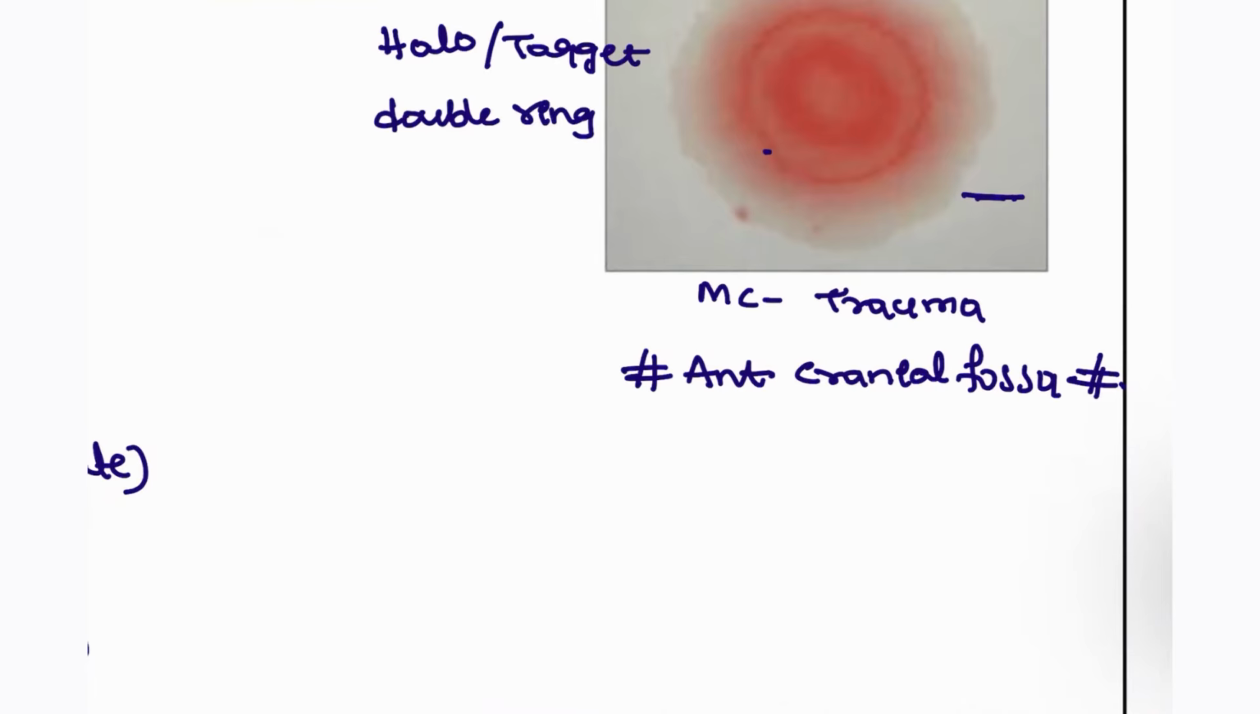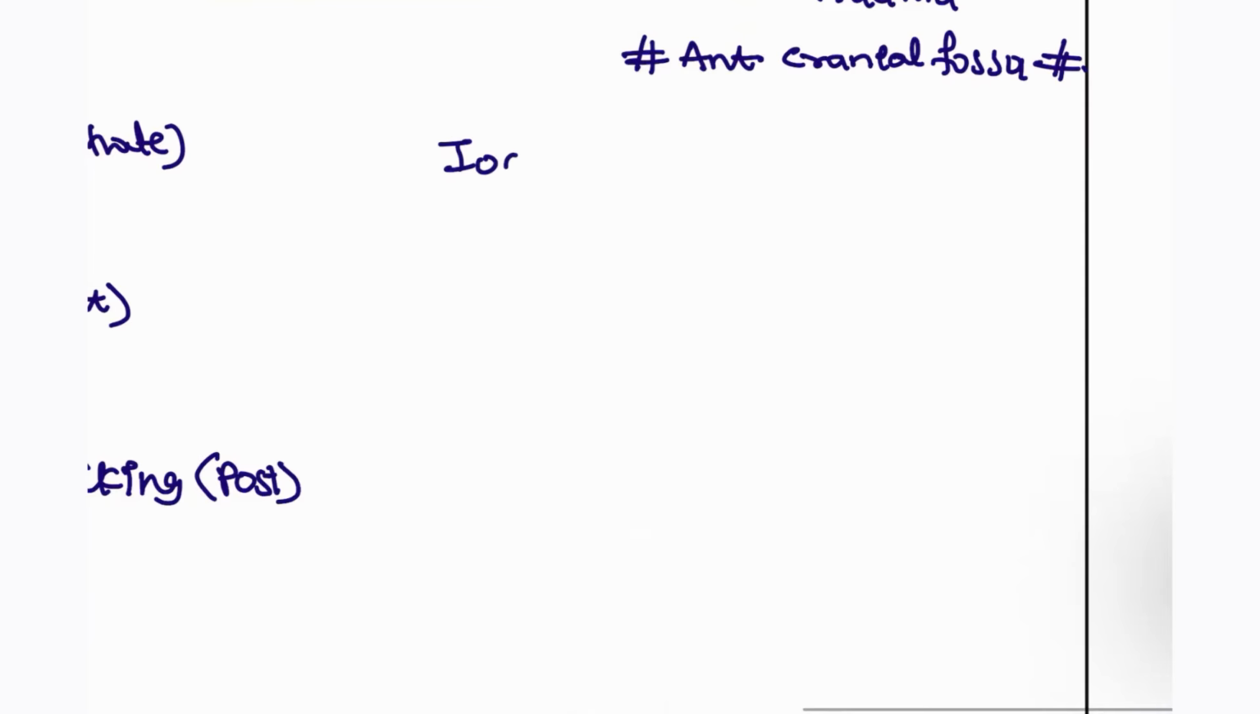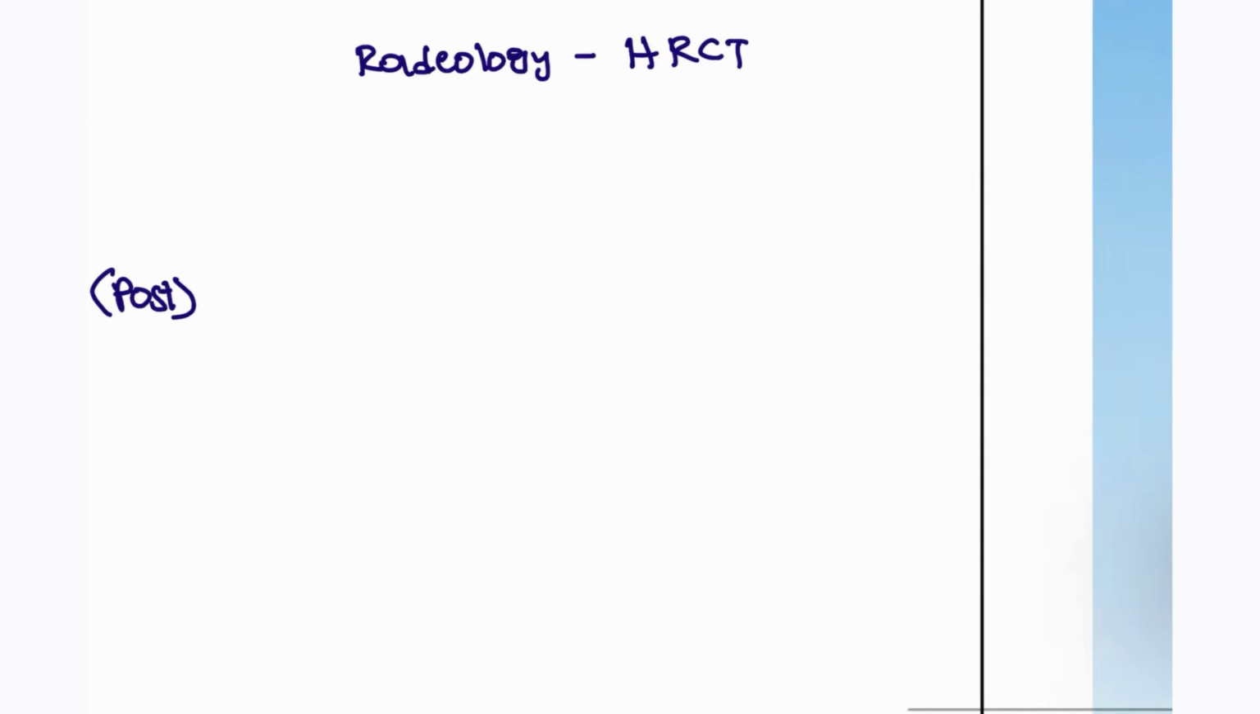So the differentiation is seen in this halo or target sign, the double ring sign that you are going to see. Next, the investigation of choice. The best investigation of choice is beta transferrin. Beta transferrin is only seen in the CSF fluid. This is the best. Next, radiology-wise, if you want to see where this is coming from, then HRCT should be done for this patient.